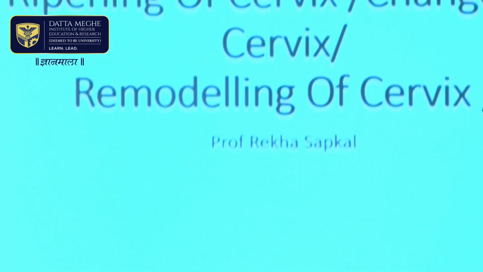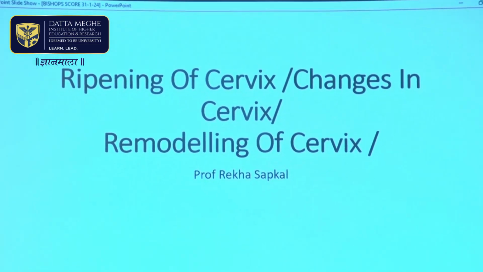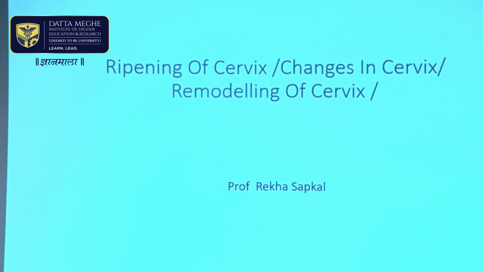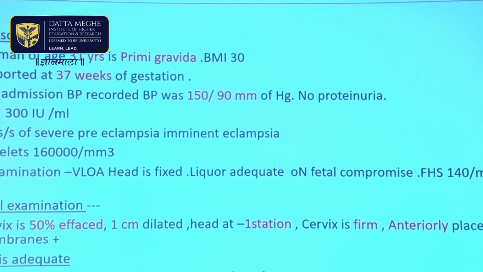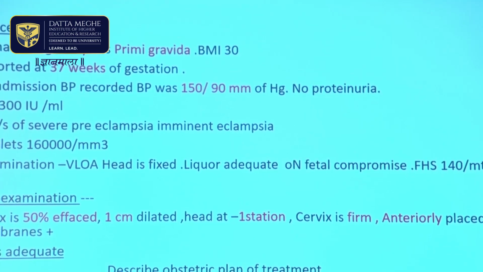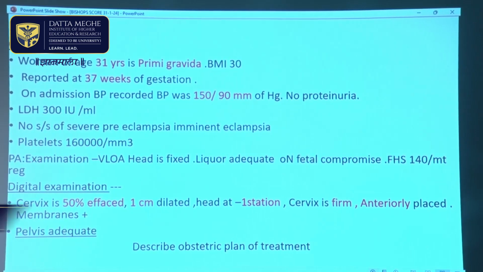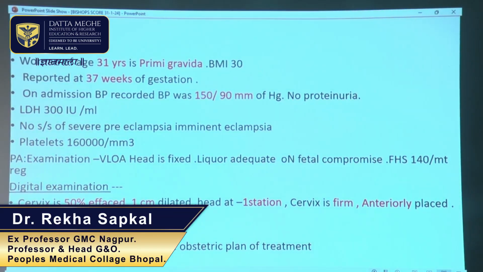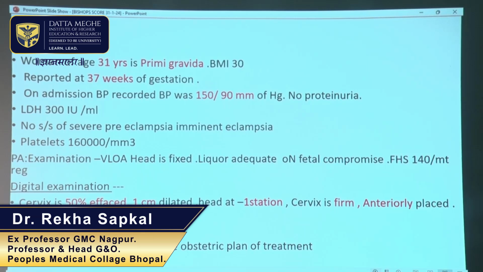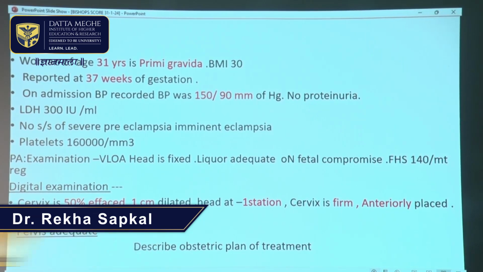The title for discussion today is Ripening of the Cervix and Remodeling of the Cervix. These are the changes which occur in the cervix at term. Here I have given one case scenario so that you will understand the facts about the ripening of the cervix and what is the plan of treatment in a patient with an unripe cervix and a ripe cervix.